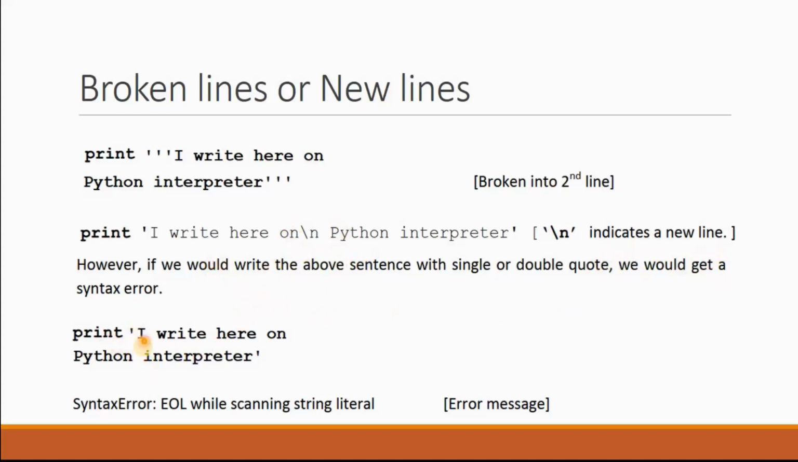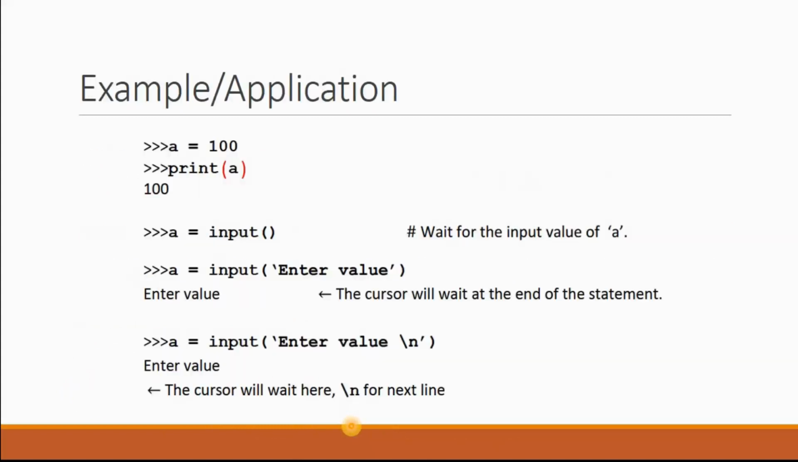So if you write print, I write here on, then slash n, print Python interpreter, it will print with a line break. But if you don't write slash n and just put an enter between, then it will throw some error like this. So try out these examples.